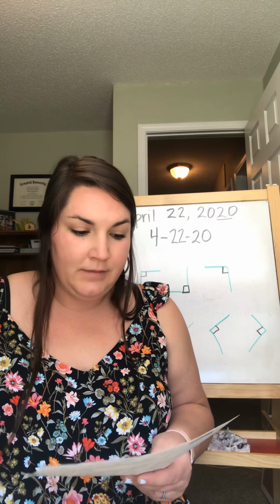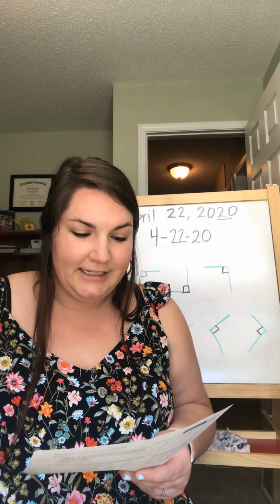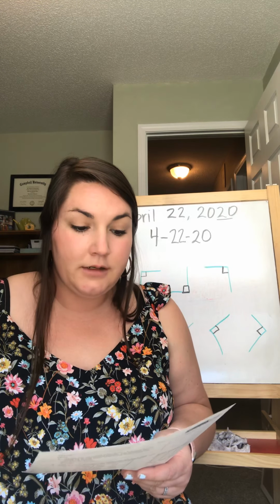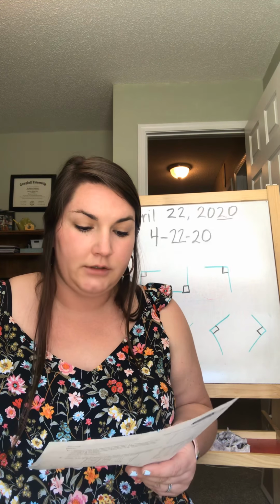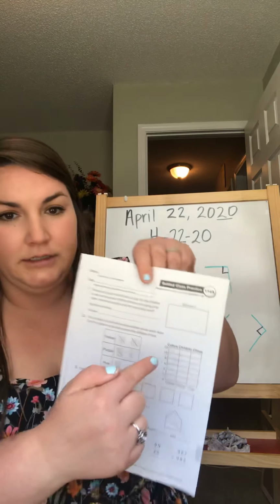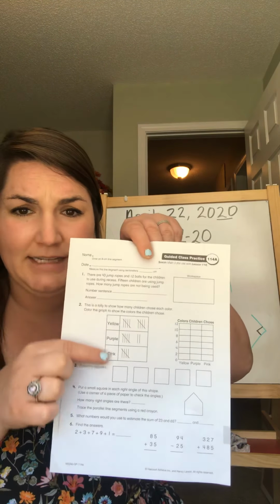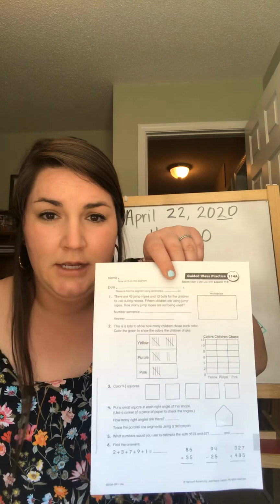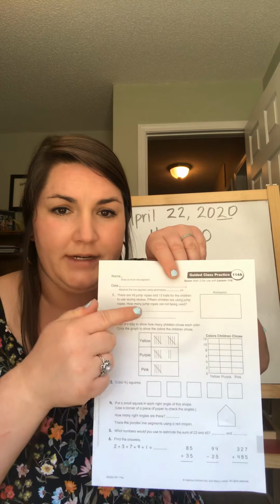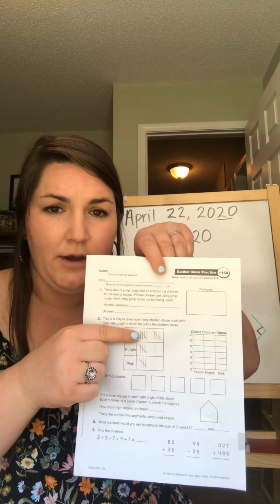Number 2. This is a tally to show how many children chose each color. Color the graph to show the colors the children chose. So we're making a bar graph again. Here's the graph. I have to read the tallies. Remember our tally marks. 1, 2, 3, 4, cross on 5. So don't forget that. So if it's crossed, then I can count by 5.